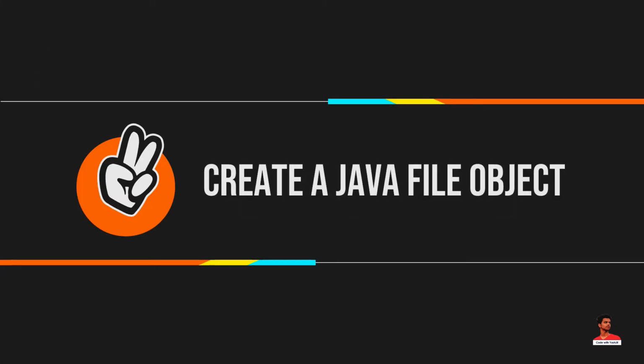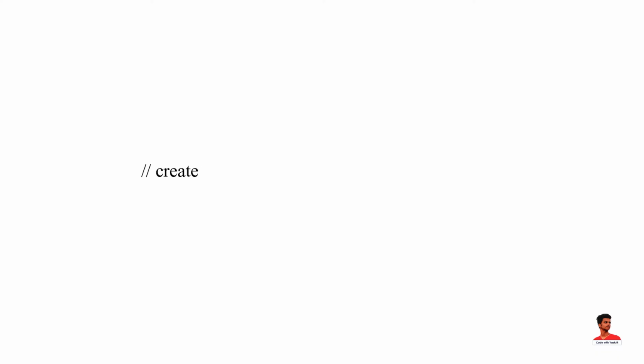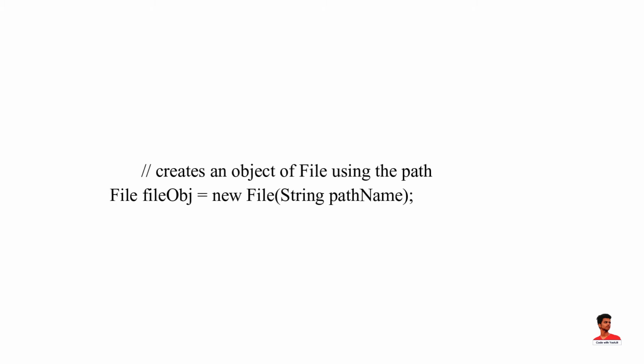To create an object of File, we need to import the java.io.File package first. Once we import the package, we can create objects of File. Here, we have created a file object named file_obj. The object can be used to work with files and directories.